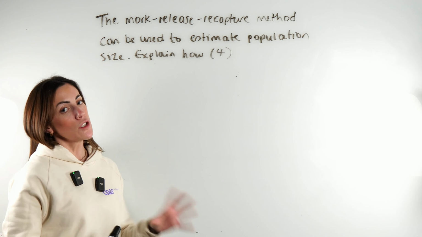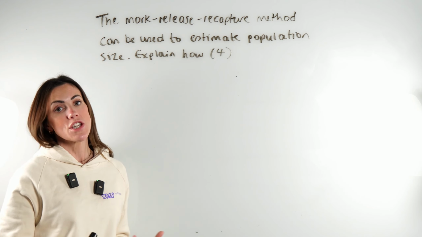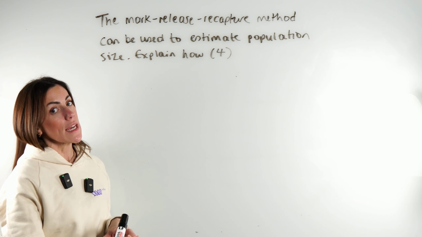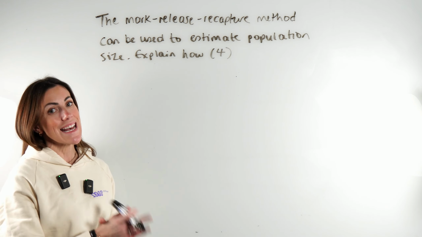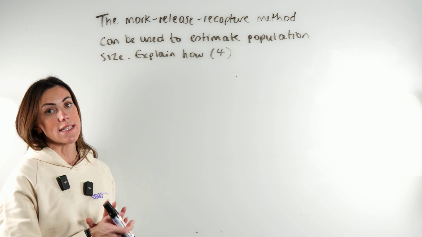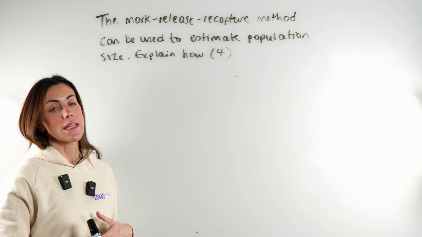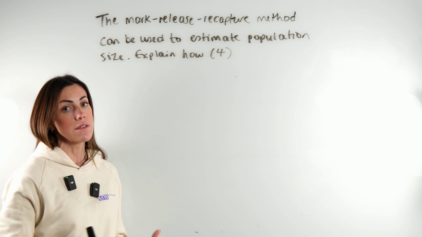Let's look at this 4-mark question from the ecology unit of A-level biology. The mark, release, recapture method can be used to estimate the population size. Explain how. Now this is a method that you use to estimate the population size for animals.